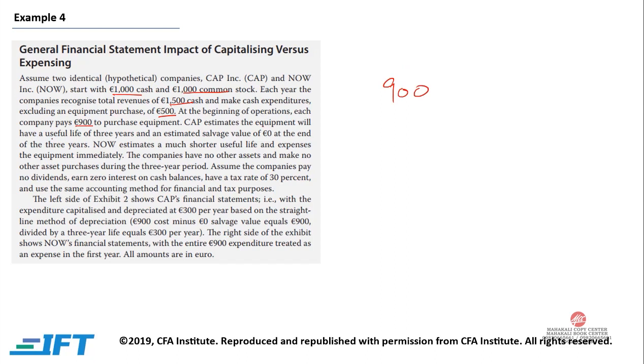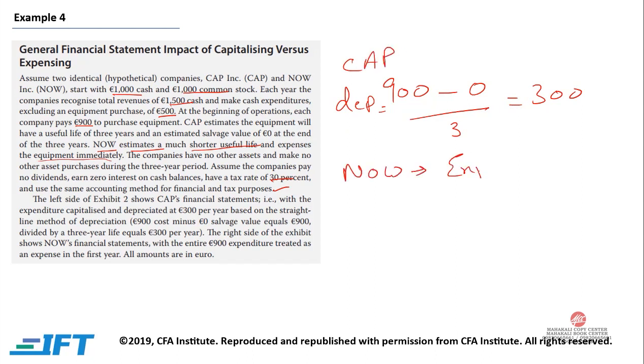CAP estimates the equipment will have a useful life of 3 years and estimated salvage value of 0. So the depreciation expense would be 900 minus 0 divided by 3, that is 300. The companies have no other asset and make no other asset purchase during the 3-year period. Assume the companies pay no dividend, earn 0 interest on cash balance, have a tax rate of 30%, and use the same accounting method for financial and tax purposes. NOW actually estimates a much shorter useful life and expenses the equipment immediately. So this is for CAP. NOW is expensing 900 immediately.